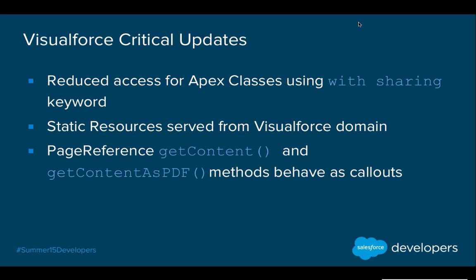And then finally, the methods that are using the PageReference class for getContent and getContentAsPDF are now going to behave as callouts. So this is going to improve the semantics of your transaction for calling the page. Because these calls are going to be tracked against the limits of the calling transaction, so making it a little bit faster and a little bit easier for you there.